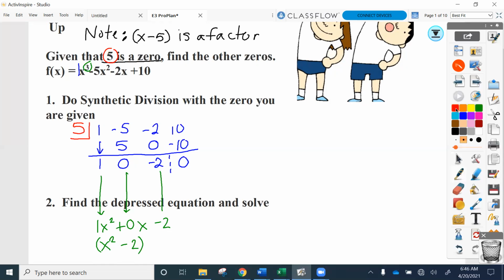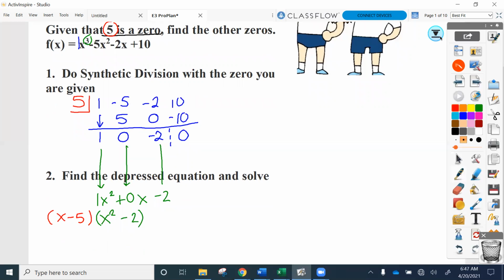Now the fact that 5 is a 0 makes x minus 5 a factor. So we know that the factorization of this so far is x minus 5 times x squared minus 2. And we know that one of the zeros is 5 because we were given it. I'll move my paper down a little bit. So we know that we set each factor equal to 0 and solve.